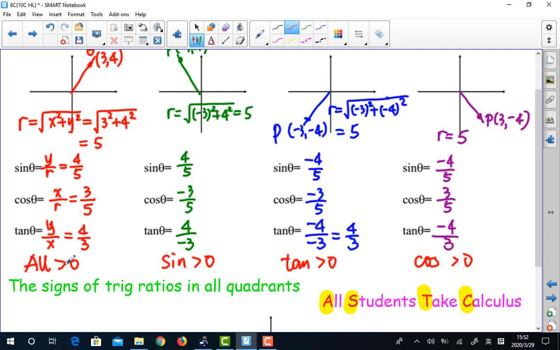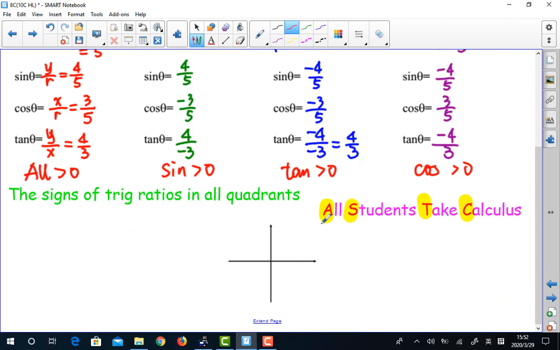We can summarize the signs of those trig ratios in the 4 quadrants into an acronym, which is called All Students Take Calculus. A represents all trig ratios are positive in the first quadrant. Students, the first letter S represents only sine is positive in the second quadrant. Take, the first letter is T. T represents tangent. Only tangent is positive in the third quadrant. Calculus, the first letter C, represents cosine. Only cosine is positive in the fourth quadrant.